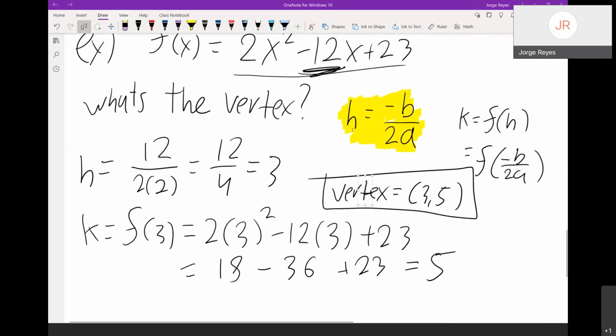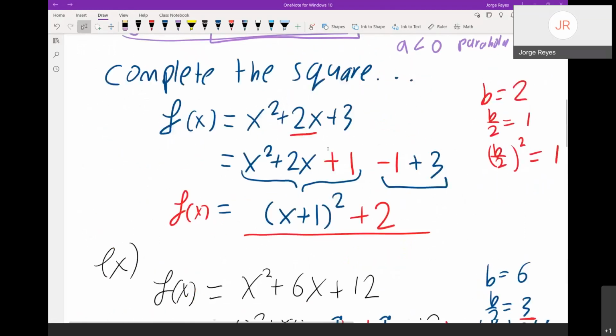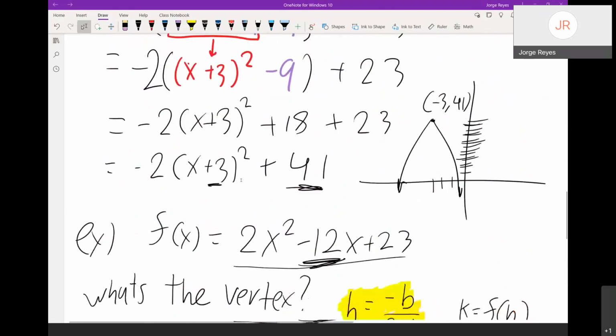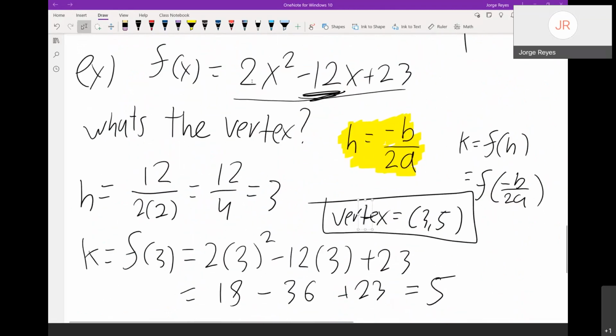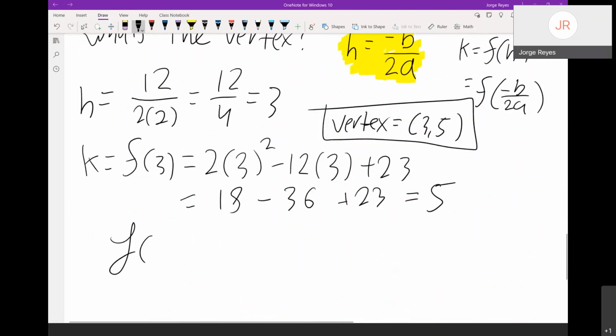All right, so you don't have to complete the square. If the question is just find the vertex, ta-da. And actually, if I wanted to, I can put this in vertex form now, because I know h and k, and a is actually just a. So a here is 2, that's what we plugged in. So f here would actually be 2(x minus 3) squared plus 5.